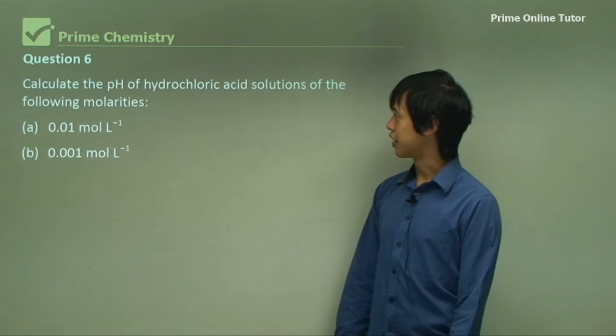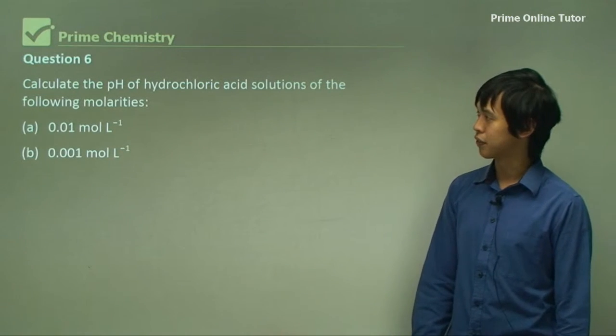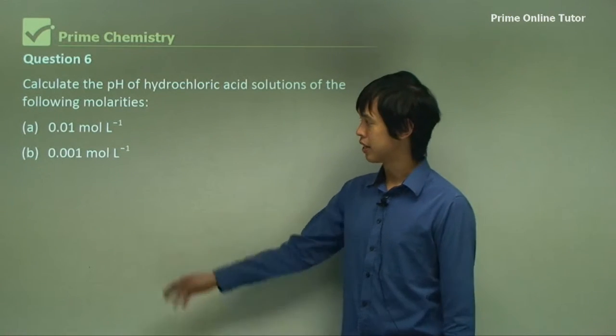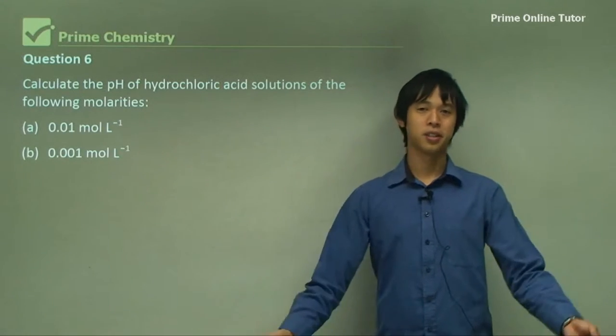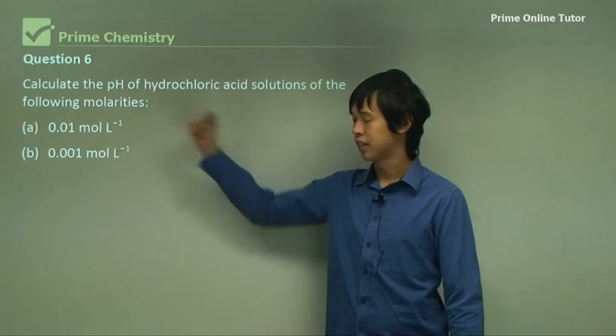Calculate the pH of hydrochloric acid solutions of the following molarities. Okay? So here the molarity is just concentration. It's the fancy word for concentration. Here are the two concentrations.